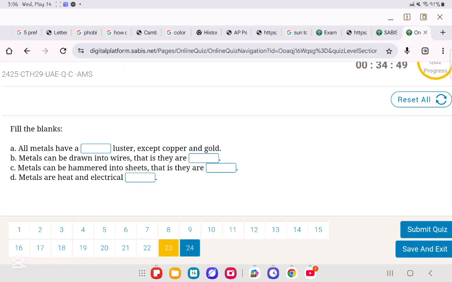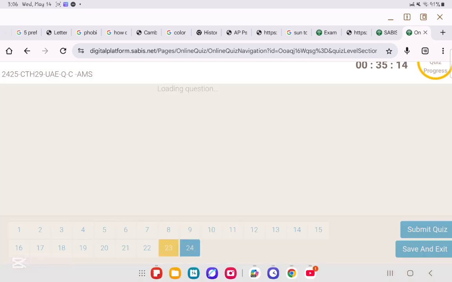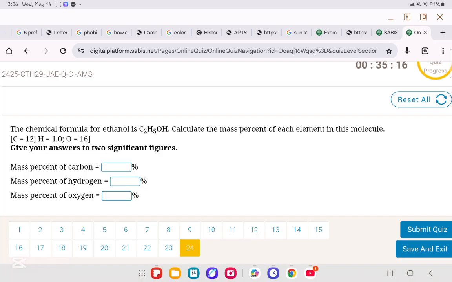Okay, this I think you guys should have memorized by now. So, all metals have a silvery luster. If they can be drawn into wires, then you say they are ductile. If they can be hammered, then you say they are malleable. Metals are heat and electrical conductors. We move on to question number 24.